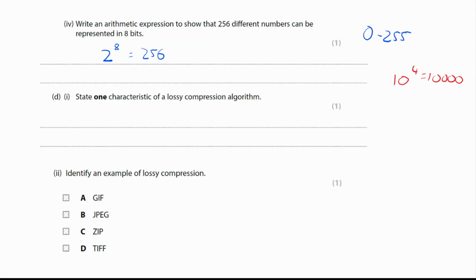We have to then state one characteristic of a lossy compression algorithm. This contrasts with lossless. Compression algorithms just obviously reduce the size of a file, and lossy algorithms work by actually selectively deleting part of it. So part of the data is not needed as much as the other bits. So yeah, the most obvious characteristic is data is, let's say, permanently lost.